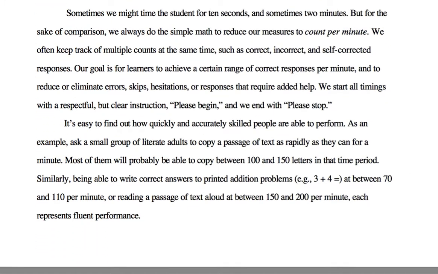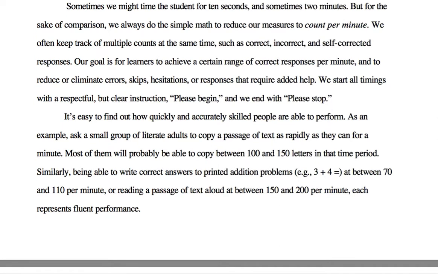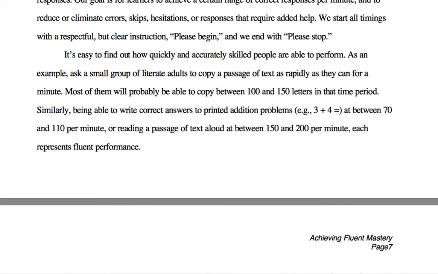Sometimes we might time a student for 10 seconds and sometimes 2 minutes, but for the sake of comparison, we always do the simple math to reduce our measure to counts per minute. We often keep track of multiple counts at the same time, such as correct, incorrect, and self-corrected responses. Our goal is for learners to achieve a certain range of correct responses per minute and to reduce or eliminate errors, skips, hesitations, or responses that require additional help. We start all timings with a respectful but clear instruction, please begin, and we end with please stop. I usually use a timer, and the timer dings when it goes off, and they know when to stop.